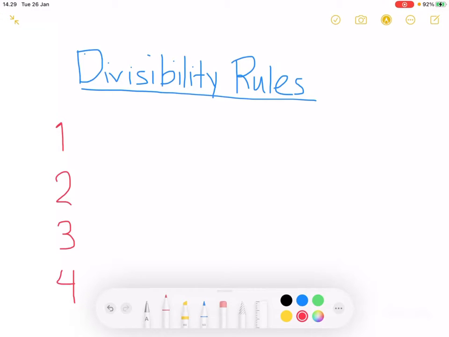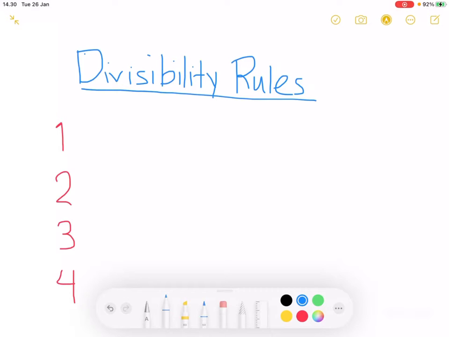Today we're going to look at divisibility rules. This is a pretty important topic that is sometimes missed in some schools, I guess. It's important because it will help you solve some division problems and stuff like that. So without any further ado, let's jump into this. We're going to check the divisibility rules from 1 to 10.